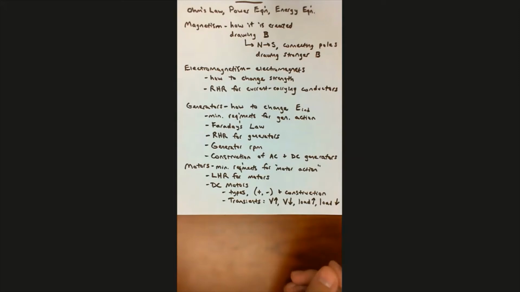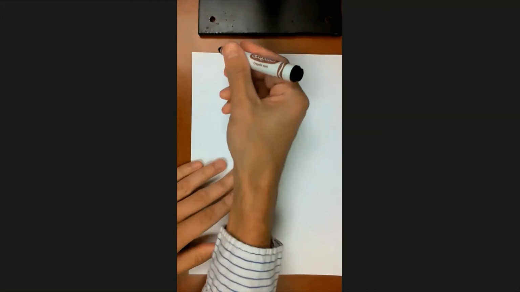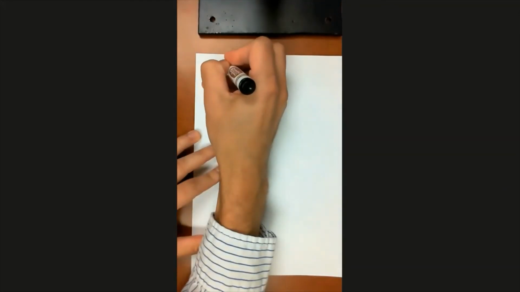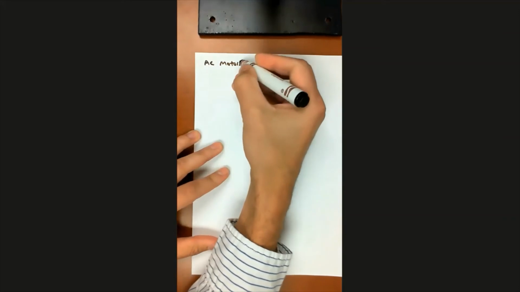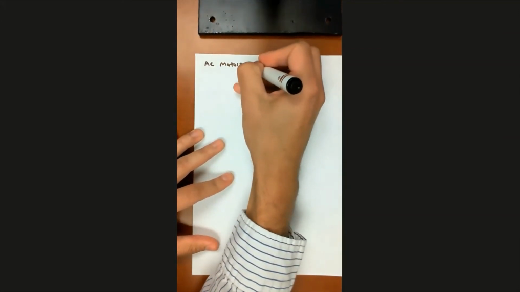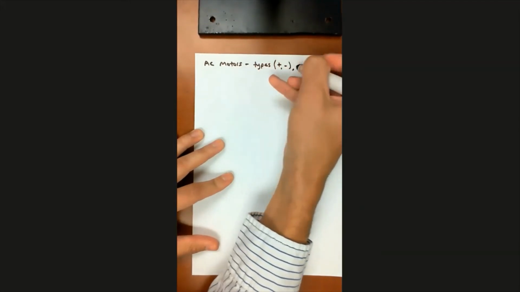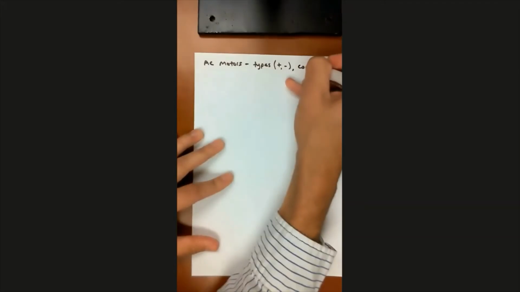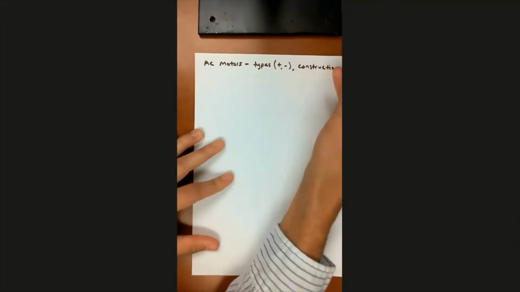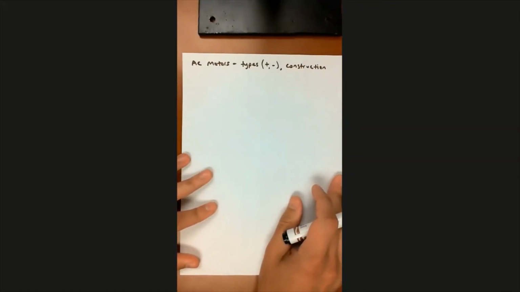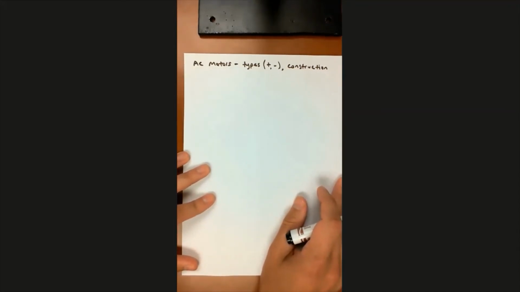And we talked about AC motors. And we talked about their different types of AC motors and their pros and cons and their construction. How do you build a synchronous AC motor? How do you build an induction AC motor? What are the different kinds of rotors for an induction motor? You should be able to describe those.